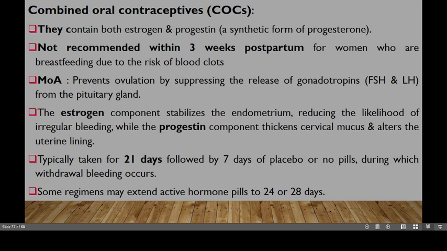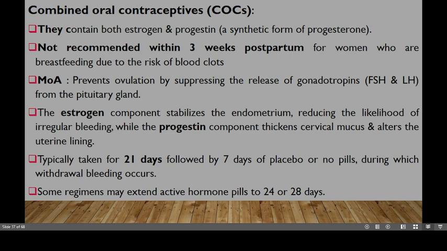And this method is not recommended within the 3 weeks of postpartum for women who are breastfeeding. This is due to the risk of blood clots more associated with the estrogen, right? They prevent ovulation by suppressing the release of gonadotrophins, that is the FSH and the LH from the pituitary gland. So you have the estrogen component, which stabilizes the endometrium and reduces the likelihood of irregular bleeding, and the progesterone component, which will thicken the secretions, right? Remember, progesterone works on the mucus and alters the uterine lining.